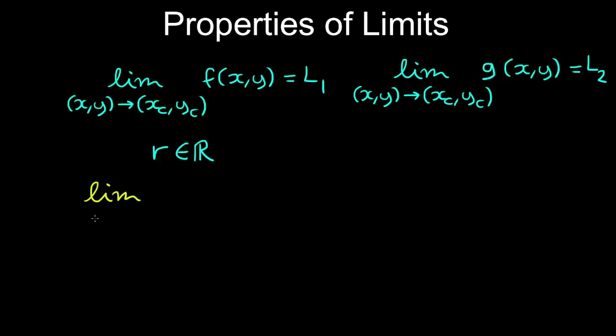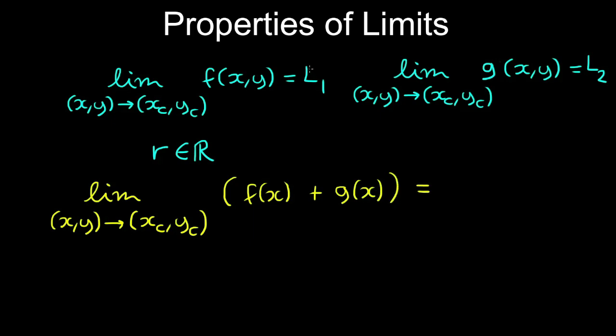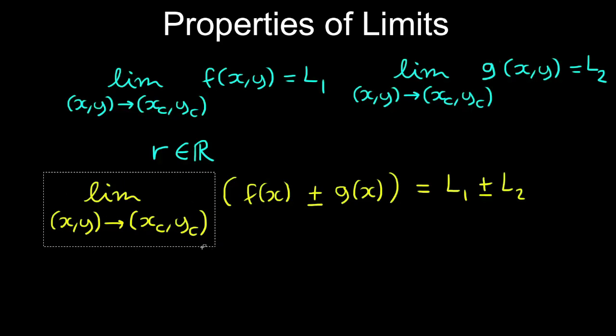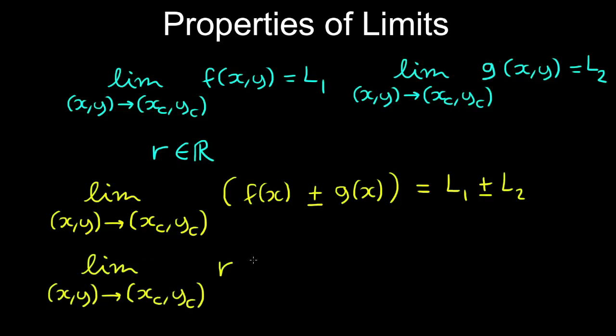So we have the limit as x, y approaches point C of the sum of f of x, y and g of x, y is equal to the sum of their limits. So that's the sum rule, and the difference rule is similar. So the limit of f minus g is L1 minus L2. And the limit of the real number r multiplied by the function of two variables is the real number multiplied by the limit of that function. So we can take r outside the limit, and this applies to any real number.